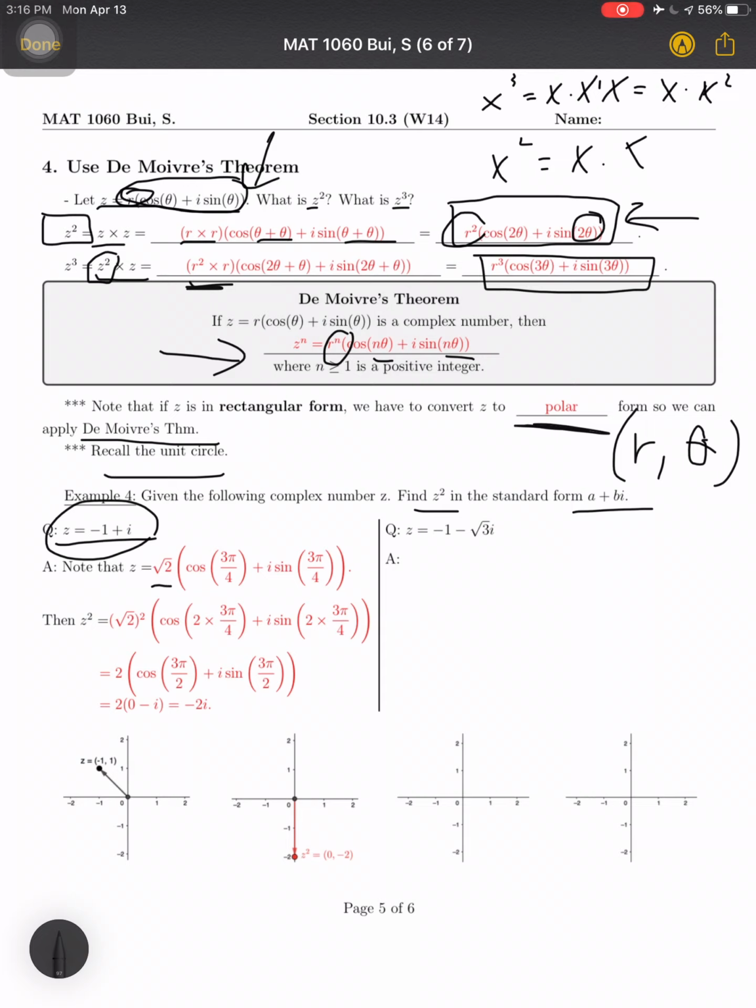And as for theta, because we know that cosine of theta equals x divided by r, which is -1 divided by square root of 2. And then sine of theta equals y divided by r, which is 1 divided by square root of 2. And then we draw the unit circle, and we know that the x part is negative, the y part is positive. That's why it ends up being in quadrant 2.